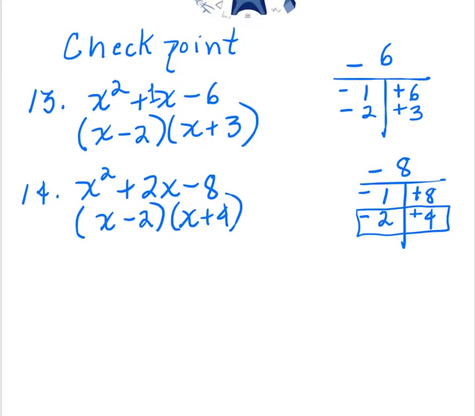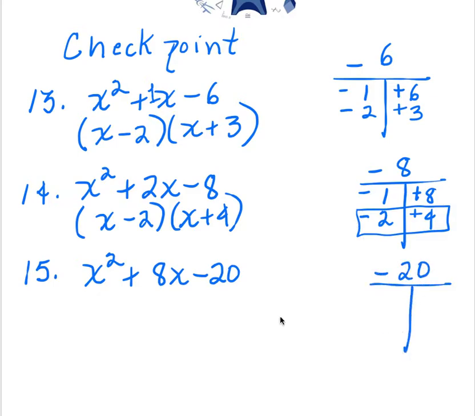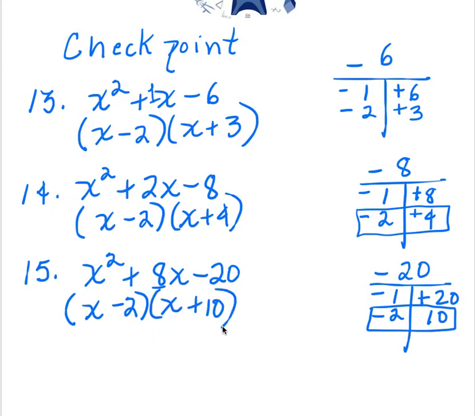Okay, number 15. x squared plus 8x minus 20. I want factors of negative 20 that are going to combine into positive 8. So my left side is going to have smaller absolute values than my right side. So I'm going to have a positive and a negative. I do 1 and 20. What does that combine into? Well, that combines into 19. That's not going to do it. Then I'm going to do negative 2 and positive 10. All right, here we go. This combination is what's going to work. So this factors into x minus 2 times x plus 10.